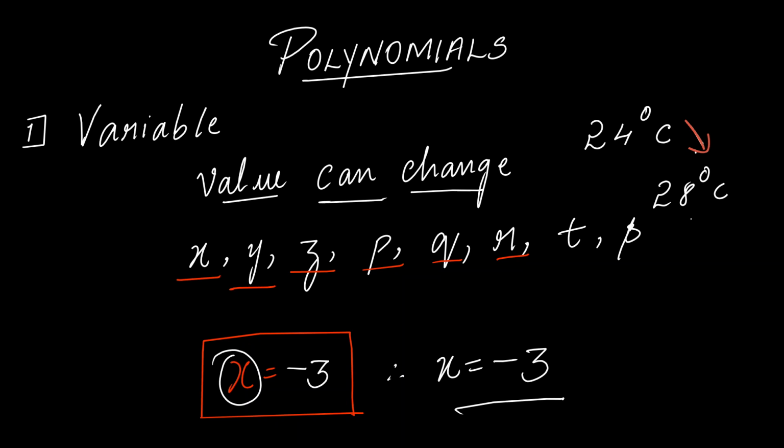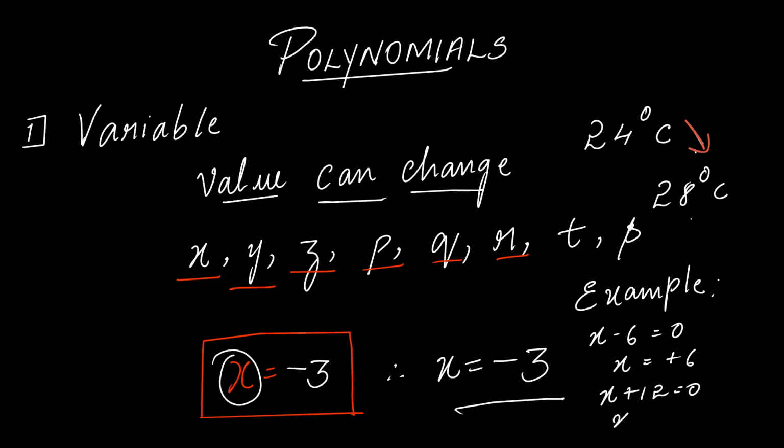For example, here x minus 6 is equal to 0. If you send minus 6 to your right side, then x is equal to plus 6. So x is 6. In one more example, if x plus 12 is equal to 0, then x is equal to minus 12. If you see here, the values of x are changing. Initially it was 6 and in the other equation the value changes to minus 12. So here the variable's values get changed. Hope you understood what a variable is now.